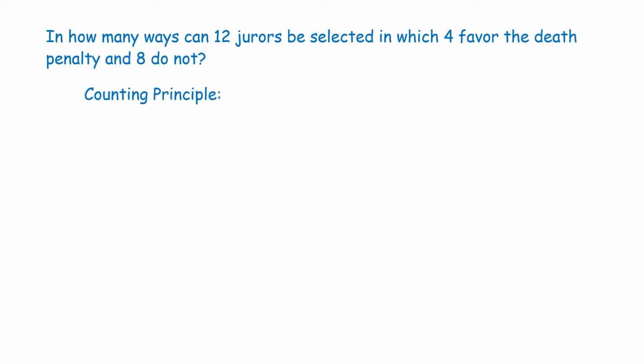Now, let's put this together. In how many ways can 12 jurors be selected in which 4 favor the death penalty and 8 do not? That takes us to a counting principle problem. We want those who favor multiplied by those who oppose, and we computed these combinations previously. Those who favor, that was 8 choose 4, and those who oppose, it was 17 choose 8.